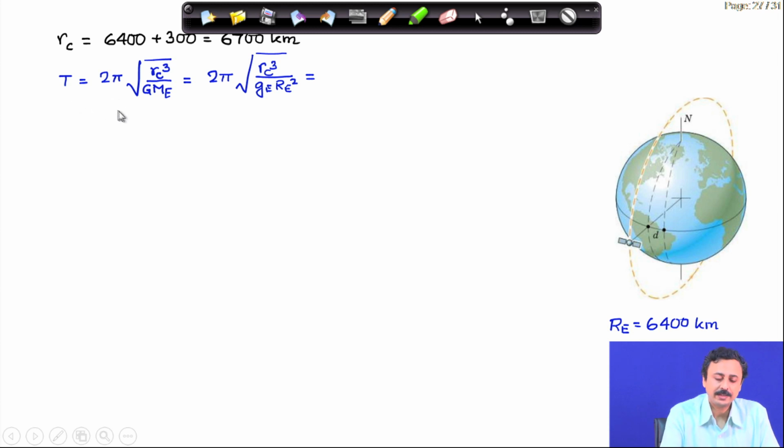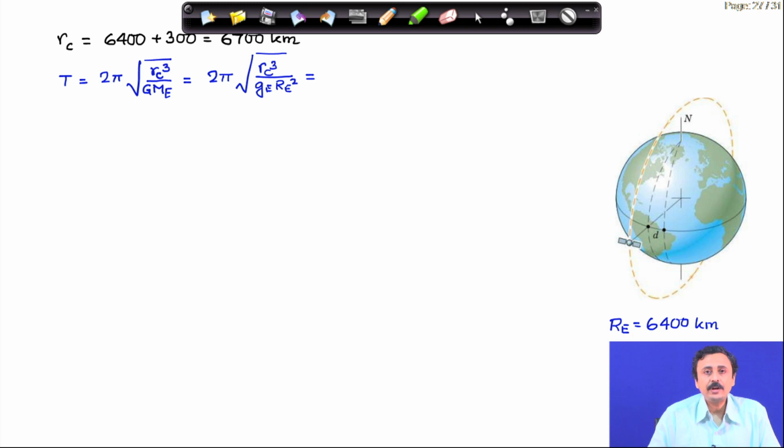Therefore, when you take the square root, you get the time T, which is 2 pi times the square root of the radius of the circular trajectory cubed by G times the mass of the earth. Again, I have replaced G M e as the acceleration due to gravity on the surface of the earth times the radius of the earth squared. This is the time period of this circular trajectory.